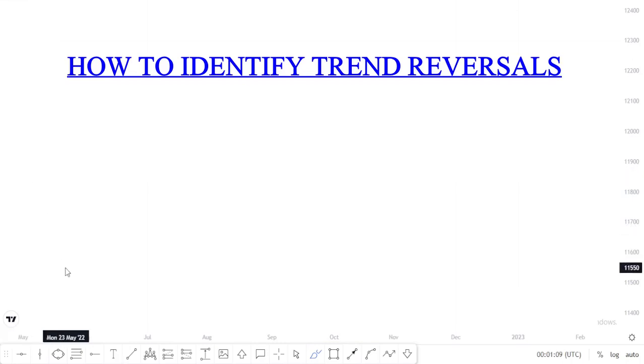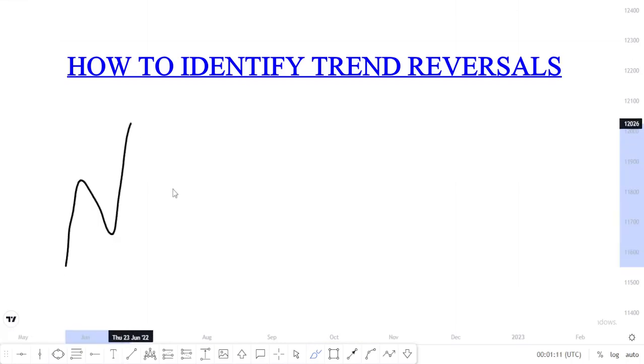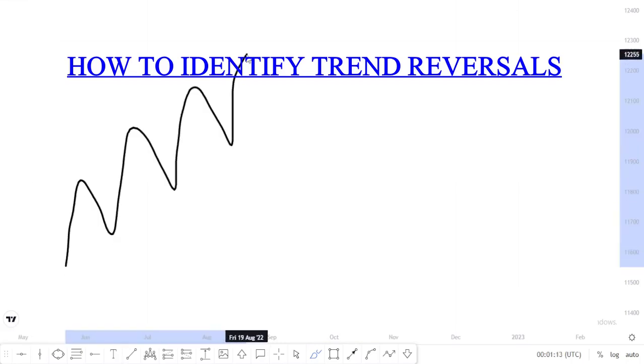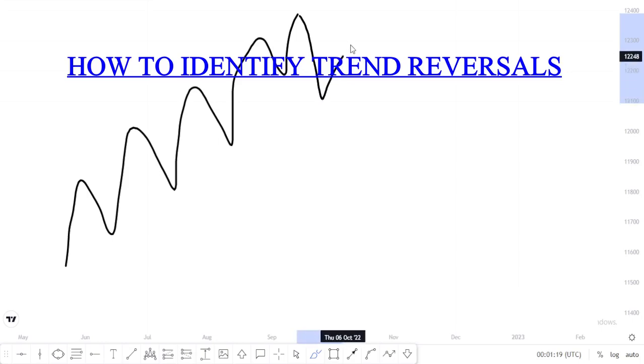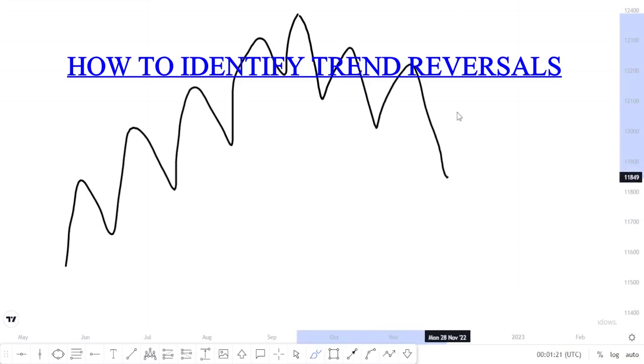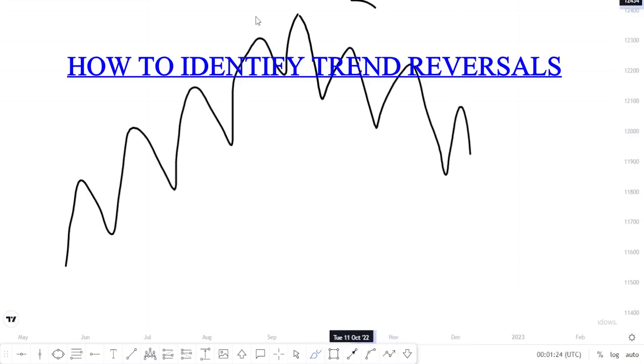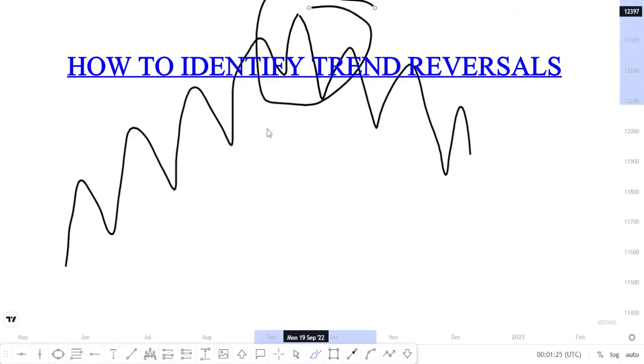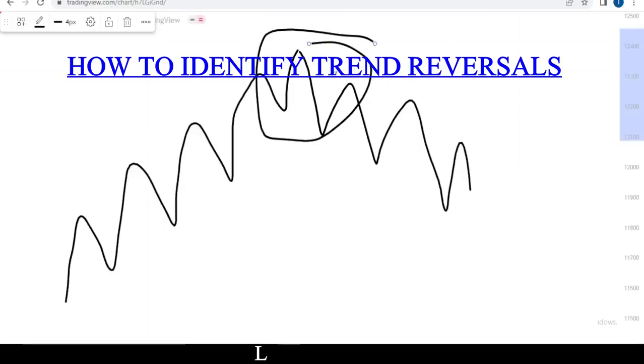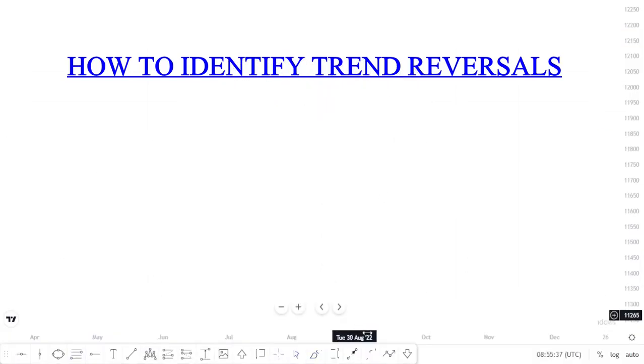All right, so let's say price is creating higher highs and higher lows, right? It will get to a point whereby the bullish trend will be exhausted and will start coming back down below. So around this area, a trend reversal has occurred. Now, how do you identify a trend reversal? There's a simple strategy I use to identify trend reversals, and I do this on a daily time frame.